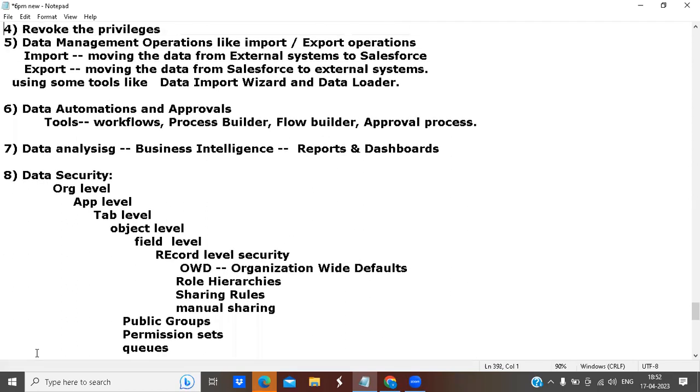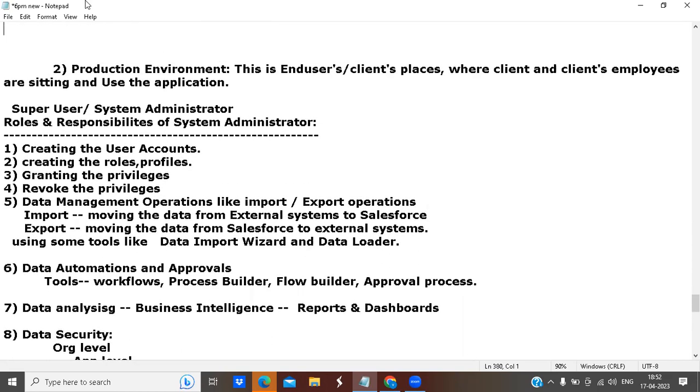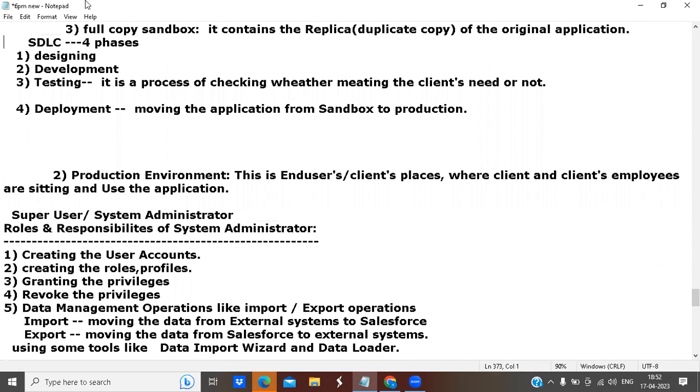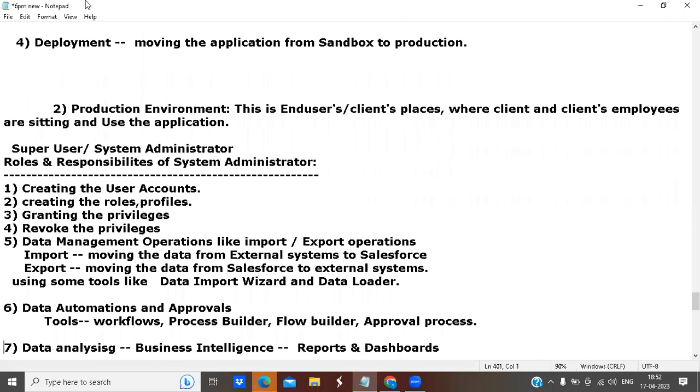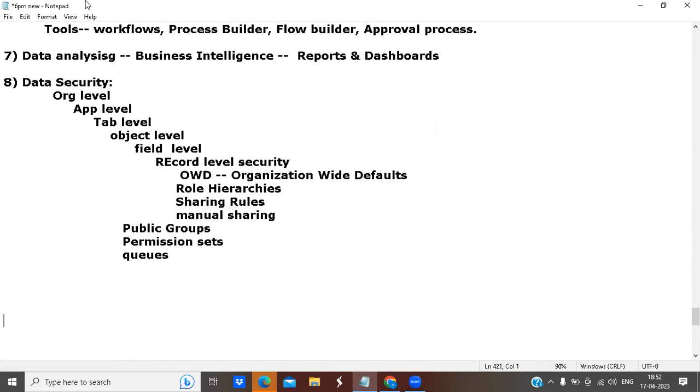And whatever topics are written here, all these topics we are going to discuss in the administration part. So that is all about the production environment and sandbox environment. So far, we discussed these topics. Let me recap all the points from day one onwards.